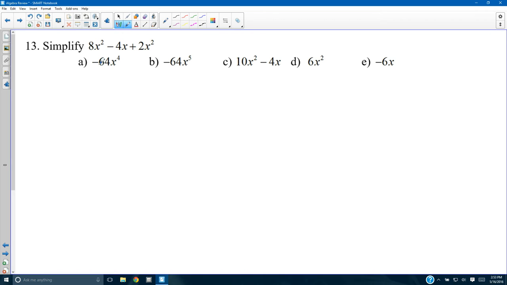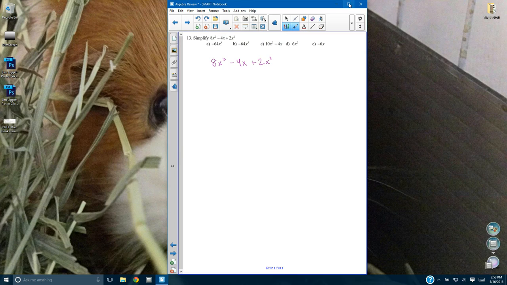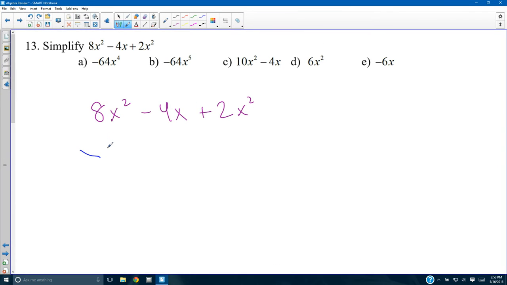Number 13, let's simplify this one right here. It's basically about combining like terms. Sometimes you'll get things written so that you have to get it into standard form, so you just have to combine like terms. The x squareds cannot add with the x's here, but these two can go together.